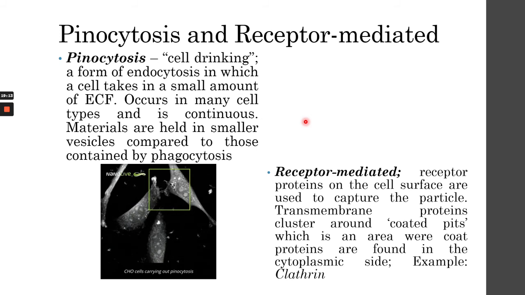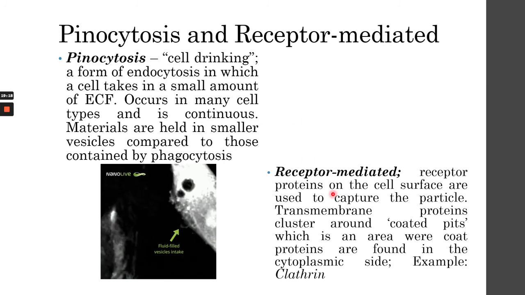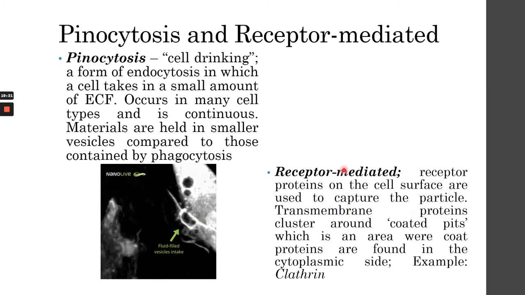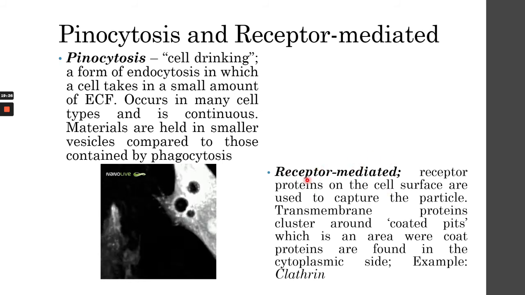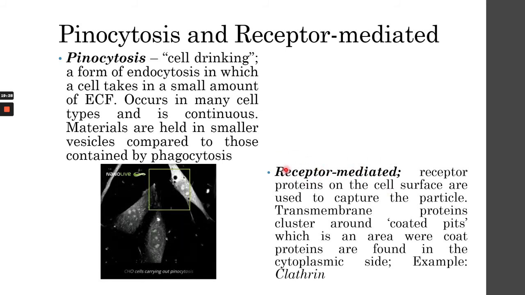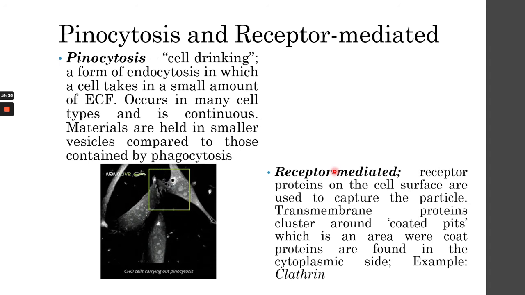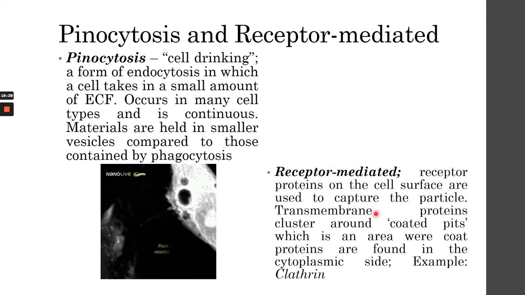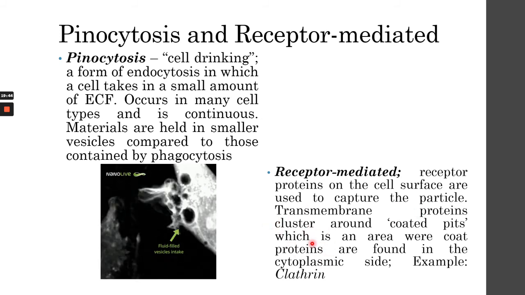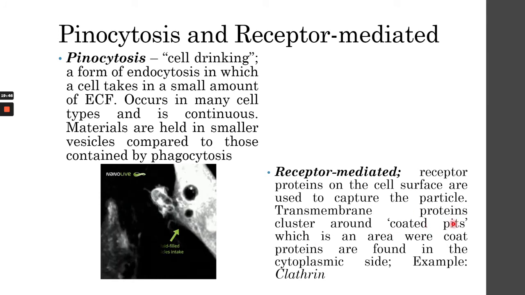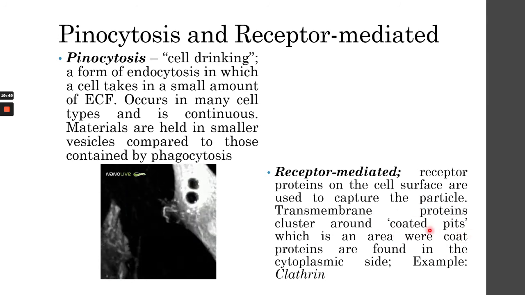So they are exposed both in the cytosol and out on the extracellular fluid. And then these transmembrane proteins, what they actually do is they receive, that's why they're receptors. They receive the materials. They are the ones attaching onto the materials that the cell wants to engulf. And you can find these transmembrane proteins clustered around an area of the cell membrane called coated pits.